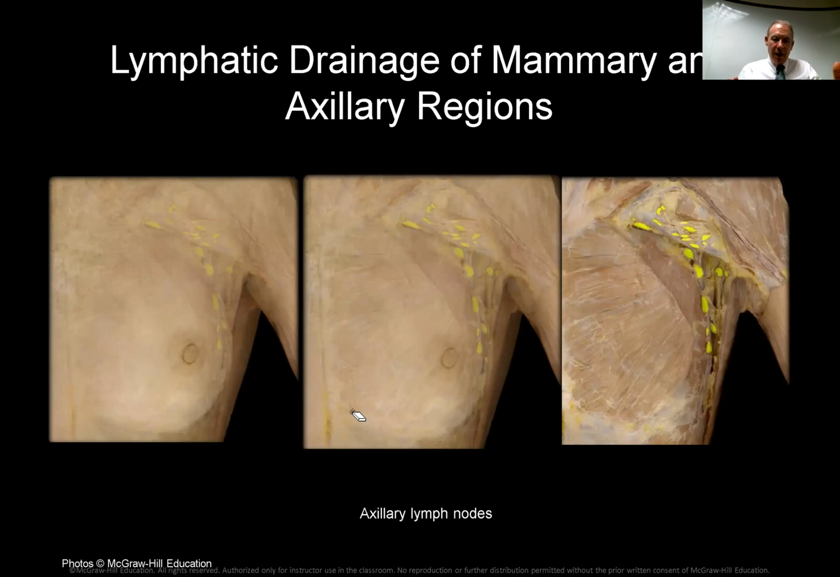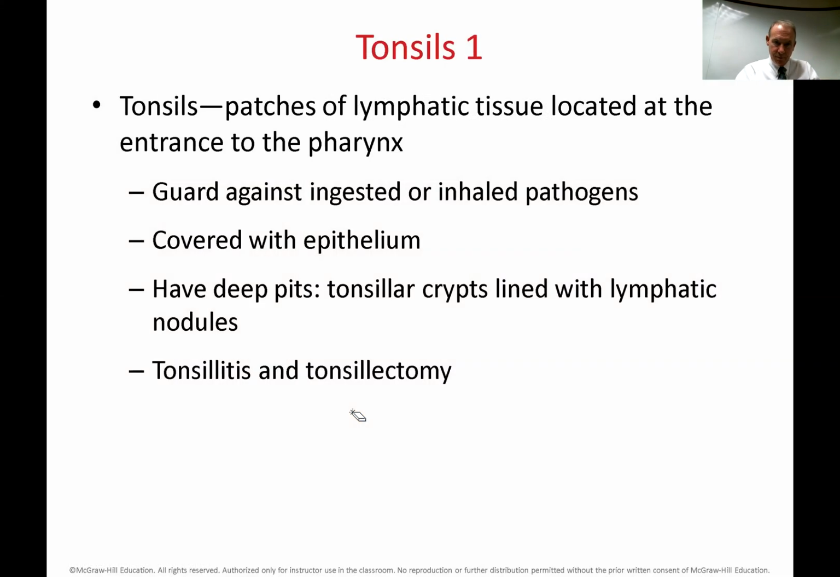So here are some axillary lymph nodes. Tonsils, another organ of the lymphatic tissue, are in the back of the throat. What your tonsils do is help you fight off infections, bacterial infections, viral infections, that sort of thing.